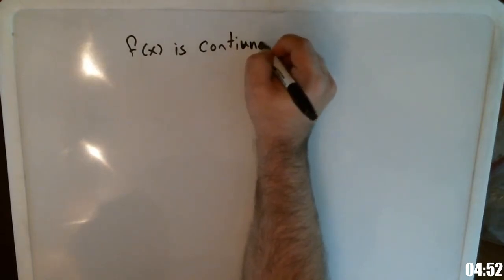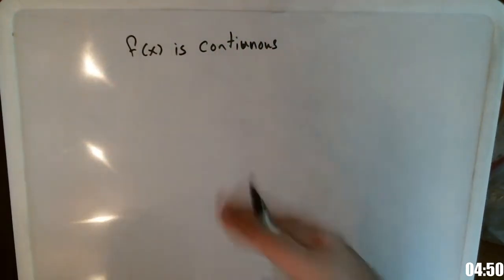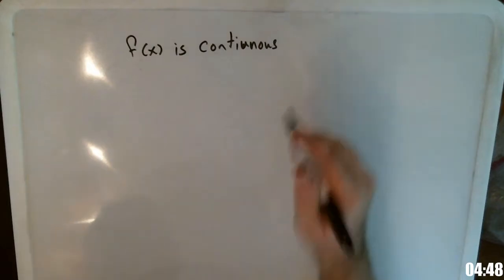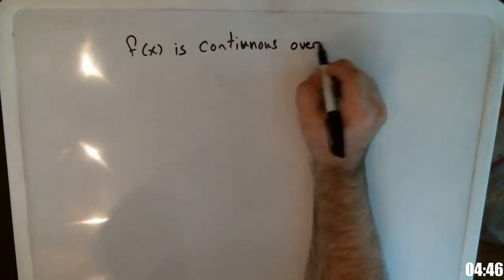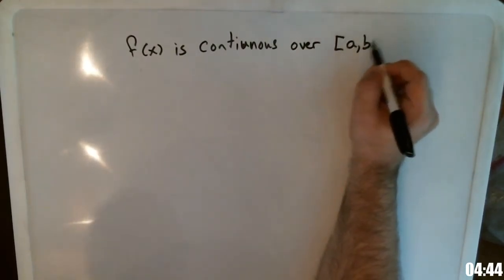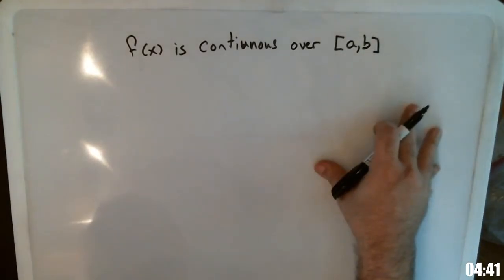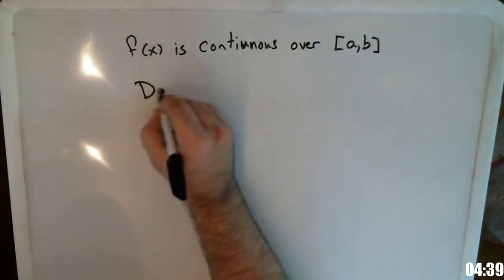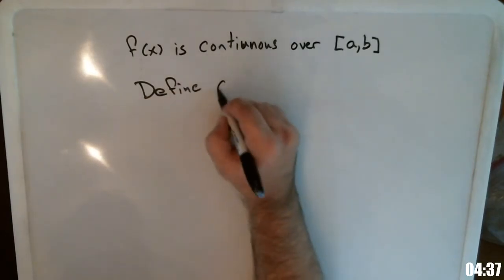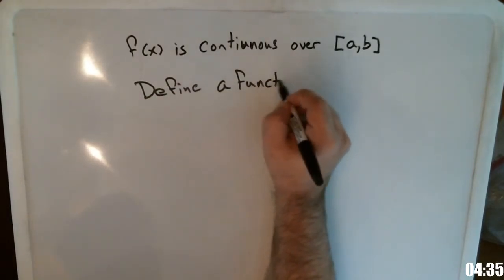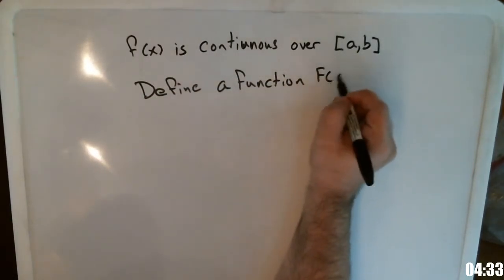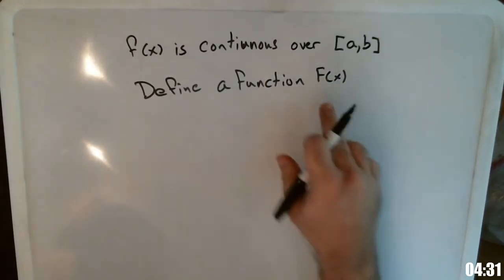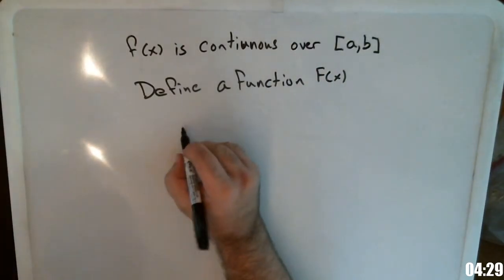And the best way that we can understand continuous means I can draw it without lifting my pen off the paper. Okay? And it's basically going to be continuous over some interval, let's call it AB. Okay? We're going to define a function big F of x. Okay? We don't know what f of x is. This is how we're defining it.